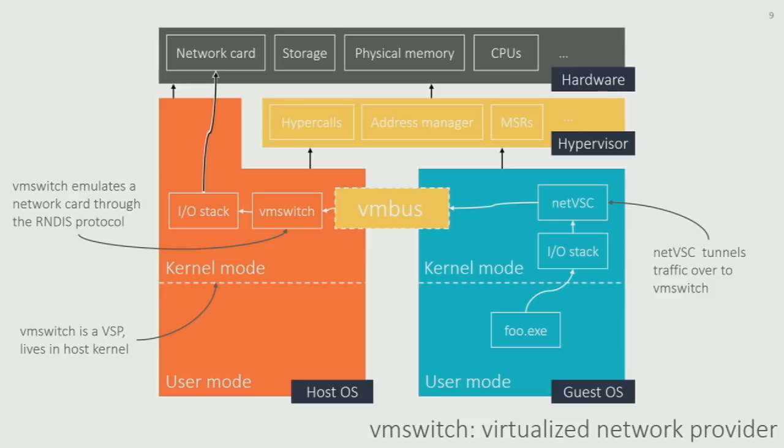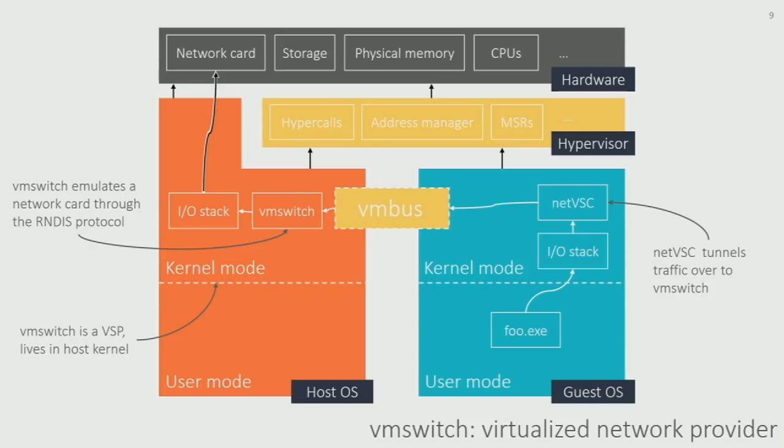The other thing to know about VM switch is that the way it works is it implements this protocol, which is the RNDIS protocol, which stands for Remote Network Device Interface something. And basically, that's a protocol that was introduced by Microsoft a while ago that is typically used to access network cards over USB. So really, VM switch you can kind of think of as a USB network card that is exposed over VMBus. And I'm really simplifying things, but that's basically how it works.